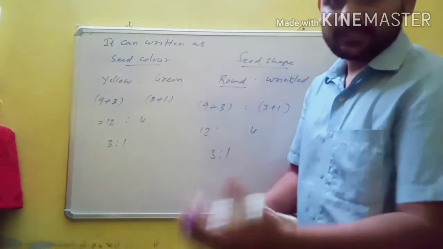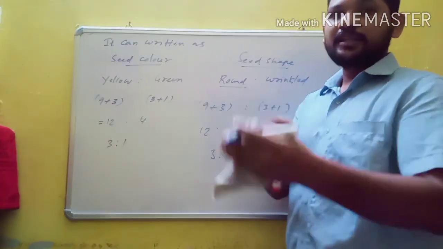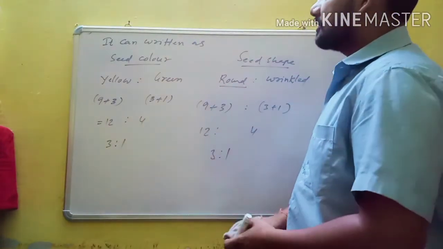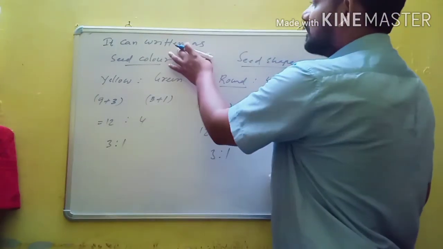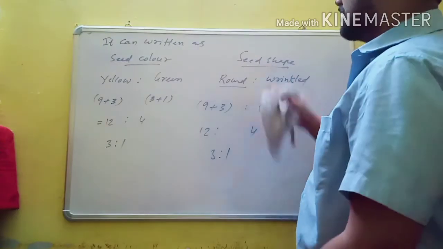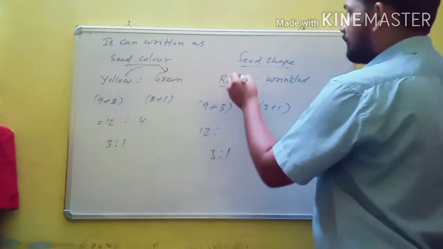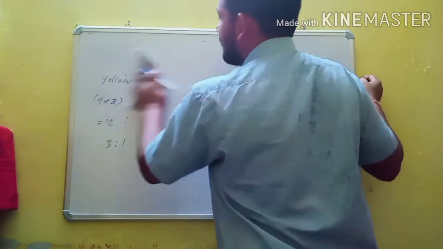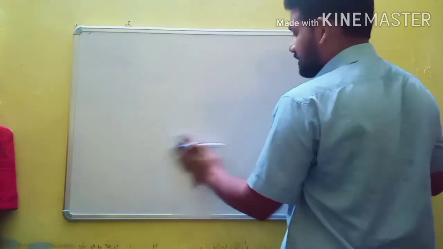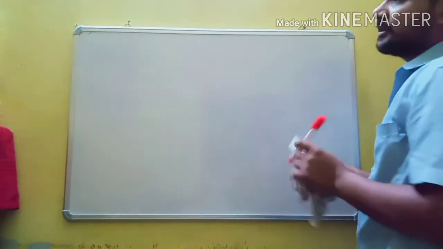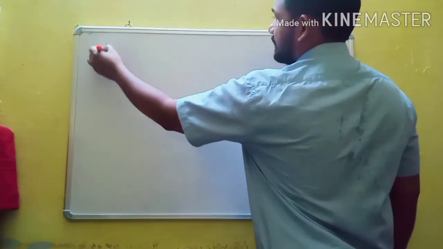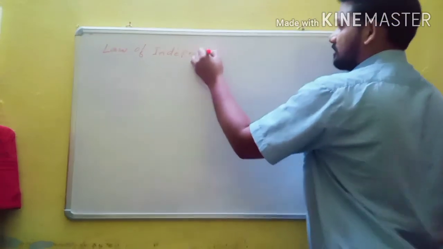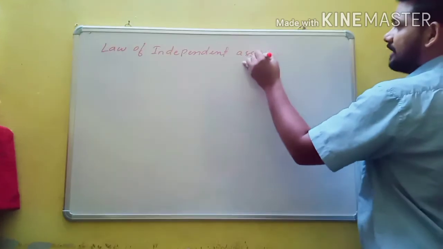When the two characters are separated, these two characters exactly follow the phenotypic ratio of the monohybrid cross. That's why the two characters of the dihybrid cross are also written like this: seed color and seed shape. So yellow color is dominant over green color and round shape is dominant over wrinkle shape. So based on the results of the dihybrid cross, Mendel proposed the third generalization, or the third law, that is the law of independent assortment.